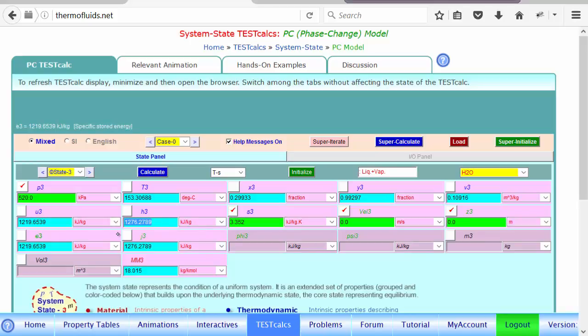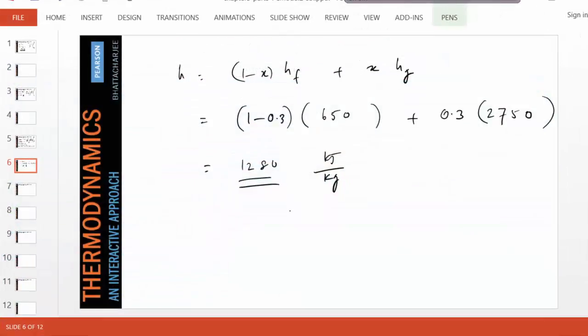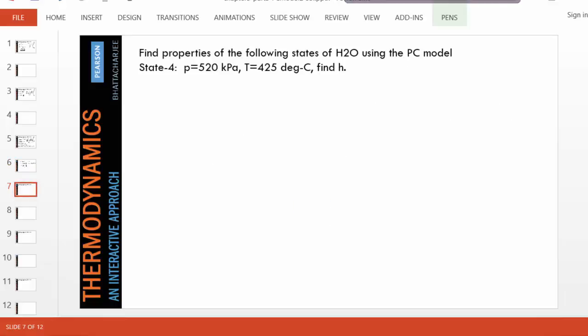Think of the percent error. It's almost nothing. Okay. Again, if you want to, draw the TS diagram and verify, you will find that it is definitely correct. A visual check can be made. Let's proceed. Let's find another state, state 4.